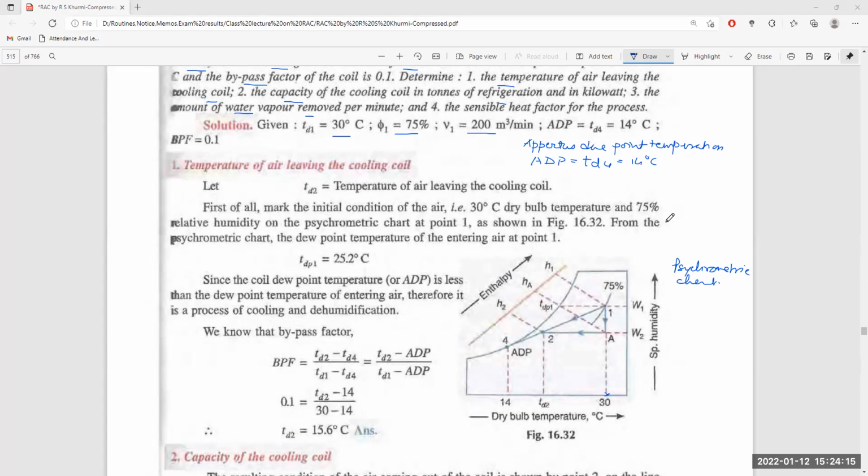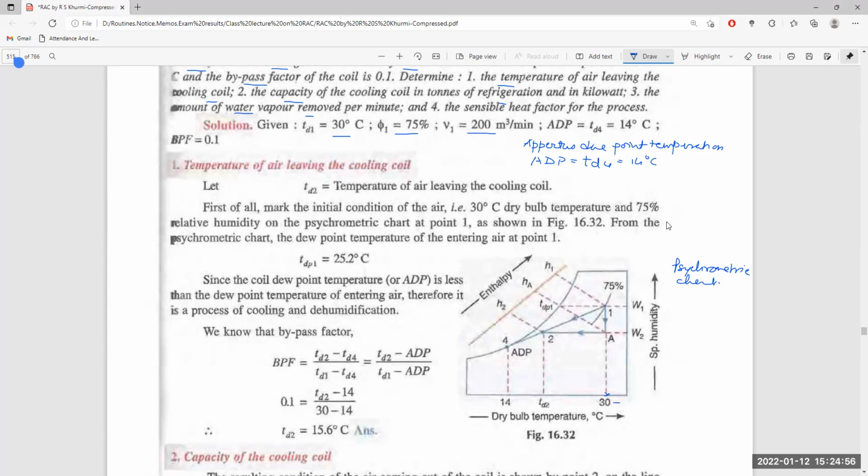Now, what we do here: we mark 30 degrees centigrade on the dry bulb temperature axis of the psychrometric chart, and we draw a vertical line from the point 30, which will intersect the 75% relative humidity line at point 1. If we draw a horizontal line from there, it gives the specific humidity W1, which means the amount of moisture present per kg of the dry air.